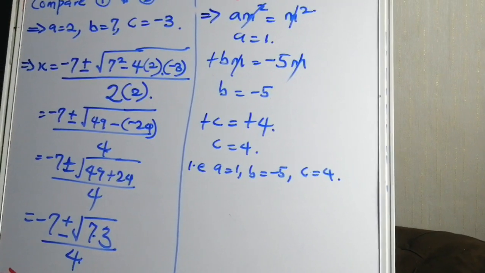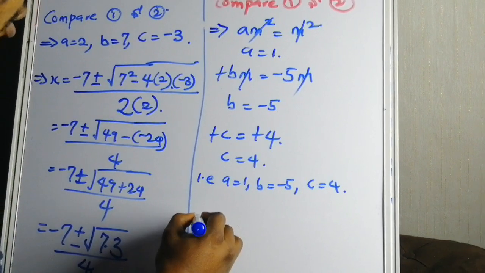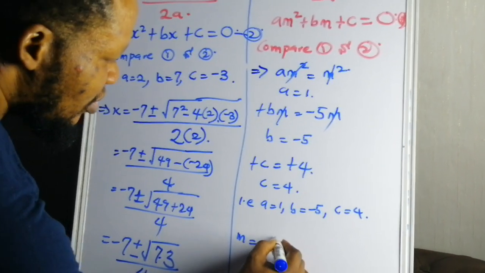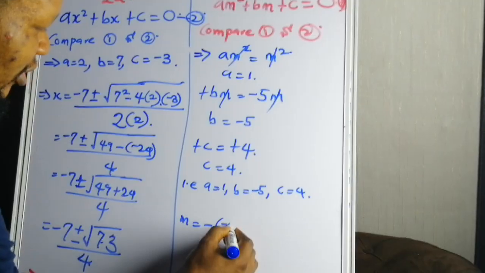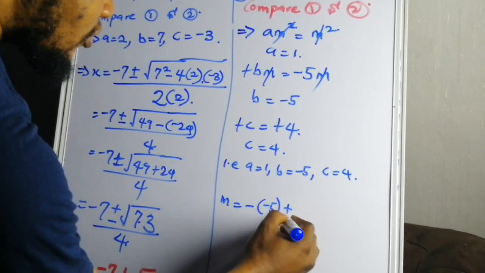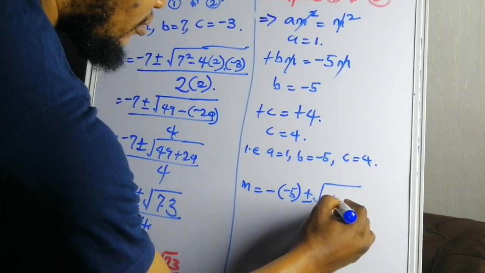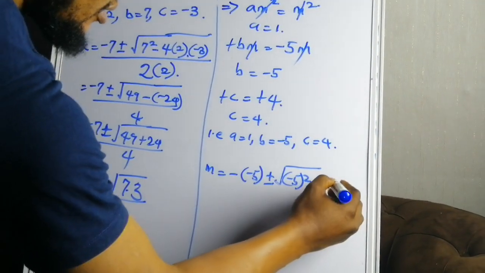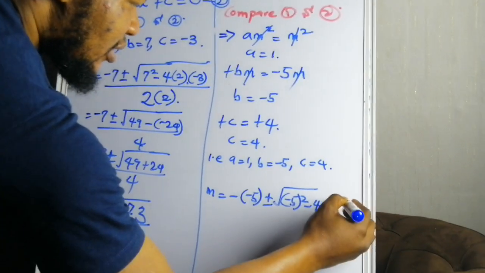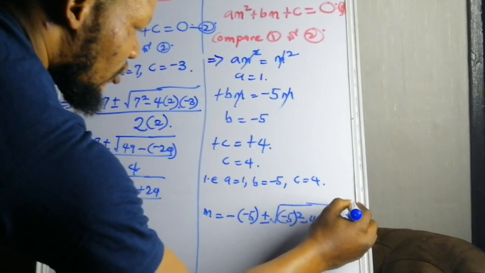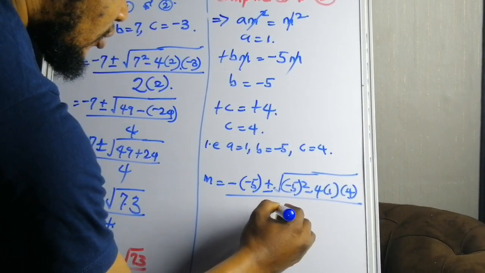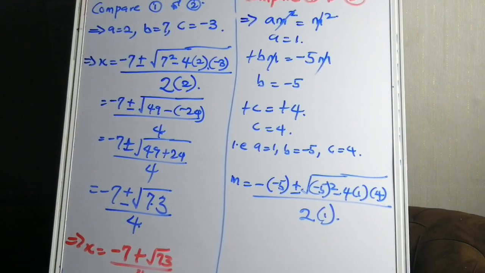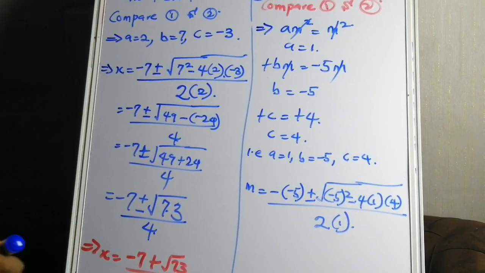Then you go to your almighty formula back. So I can now say my m will now be minus b. My b is minus 5, plus or minus square root of b, minus 5 square, minus 4 times a, what is my a? 1. What is my c? My c is 4. All over 2 times a. My a is 1. It's as simple as that.